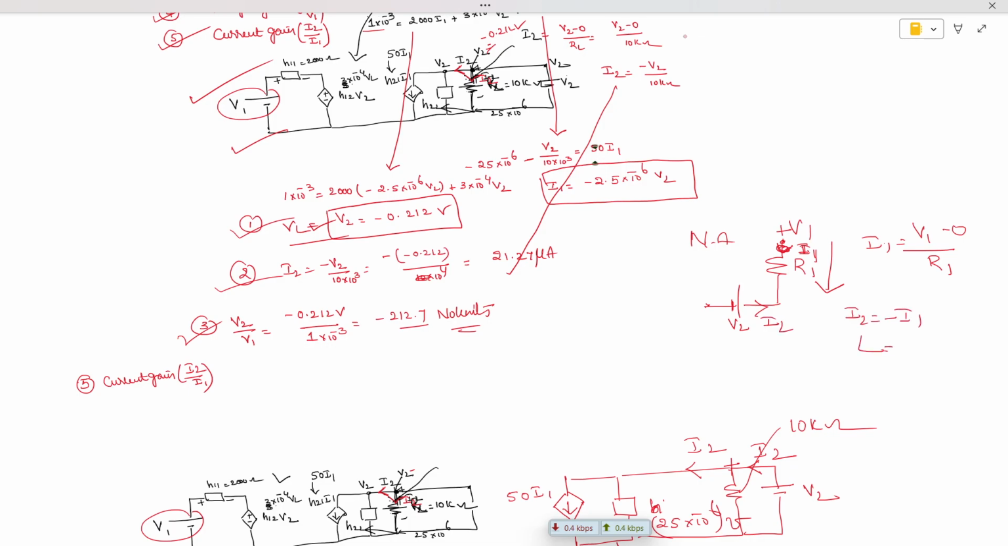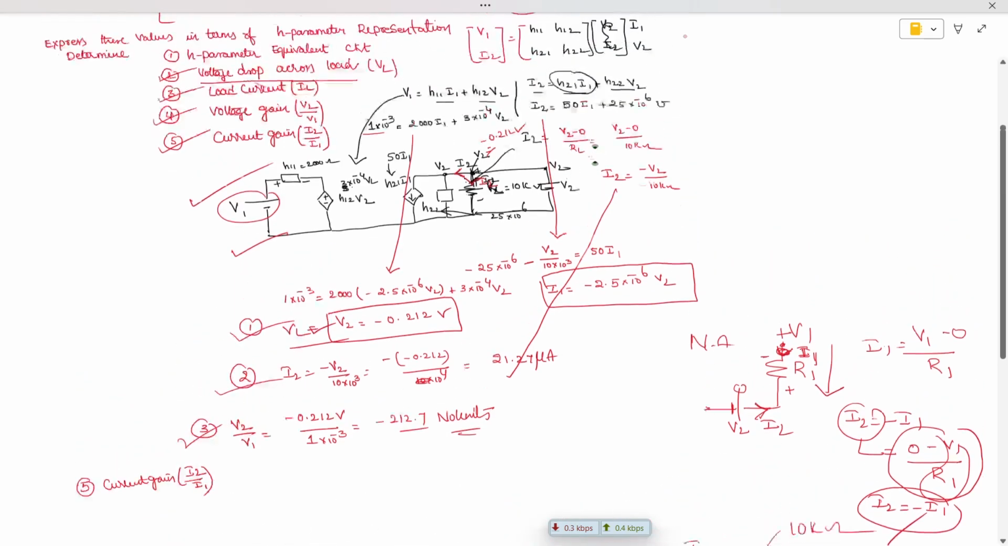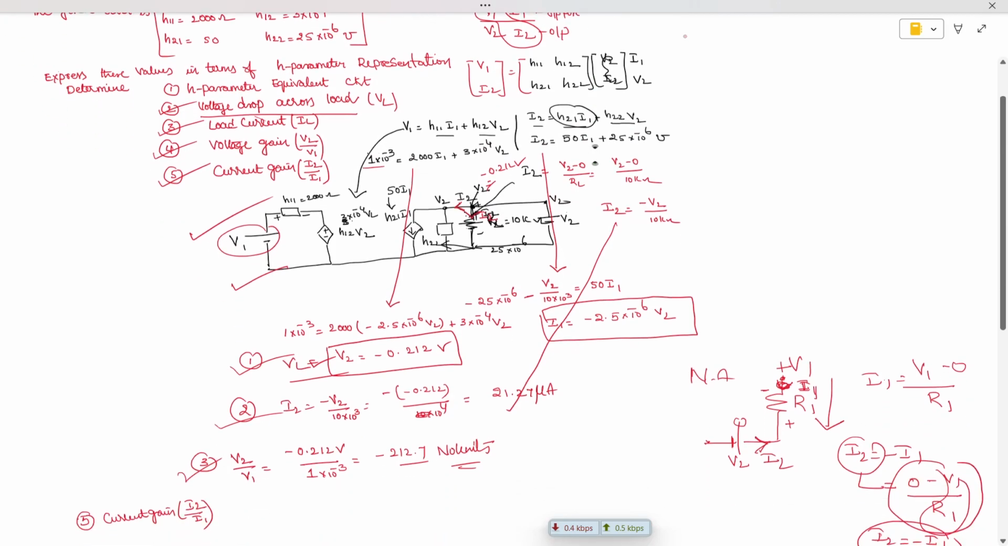Now how am I writing I2? I2 means the current is leaving. What is the leaving polarity? This is 0. Whenever the current is flowing like this, this is positive and this is negative. The leaving terminal is 0 minus V1 divided by R1. So the value of I2 is minus V1 by R1. Therefore, I2 is equal to minus I1. That's how we have to understand things better. Hope you understood this problem.